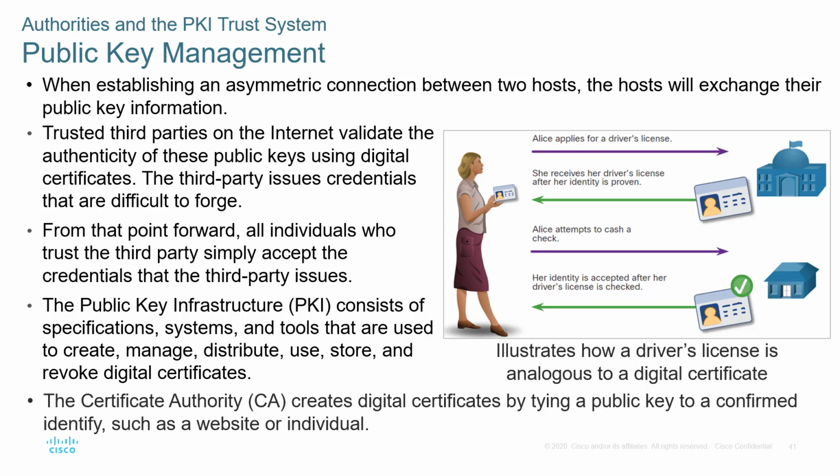From that point forward, all the individuals will trust the third party and simply accept the credentials that the third party has issued. The overall PKI infrastructure consists of very specific specifications, systems, and tools, and all of these are used in creating, managing, distributing, using, storing, and revoking digital certificates. The big thing here is we have a centralized authority called a certificate authority. These certificate authorities, or CAs, are used to create the digital certificates by tying public key information, or a public key, to confirm identity, such as a website or other individual. This allows us to confirm the identity of something, because we trust the third party, and who they trust, we inherently will trust.